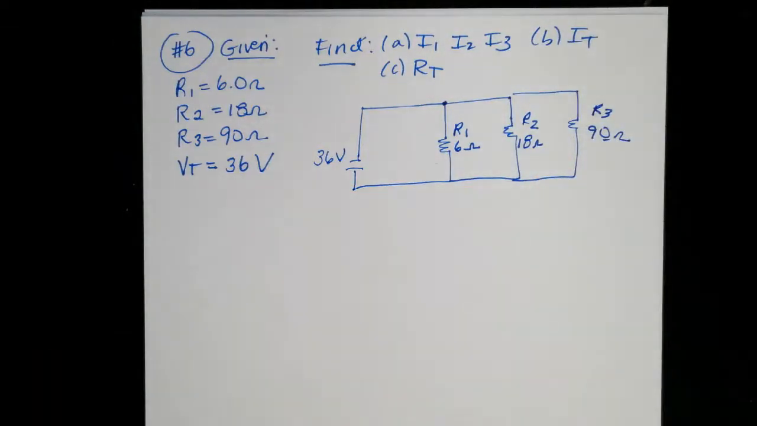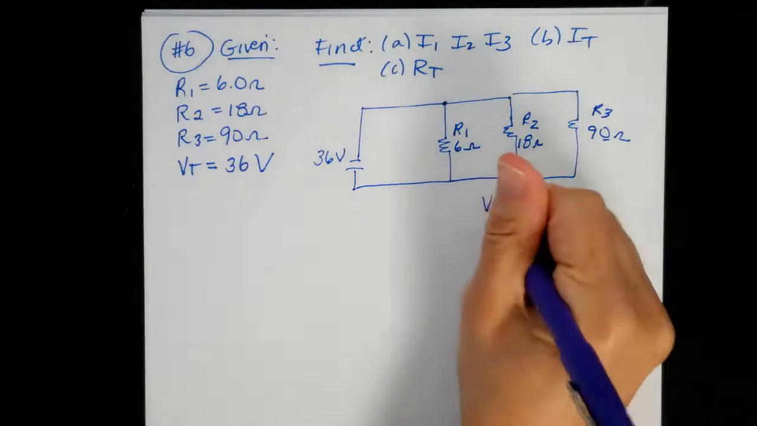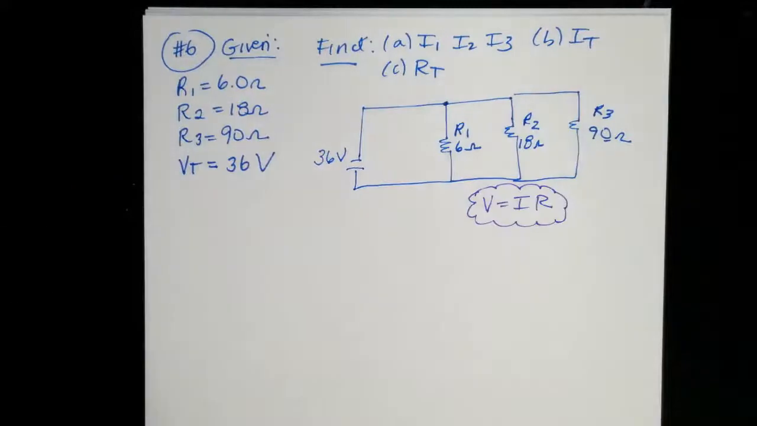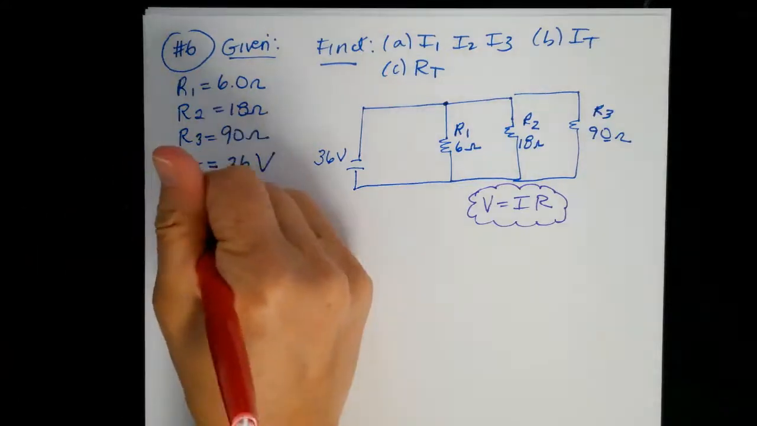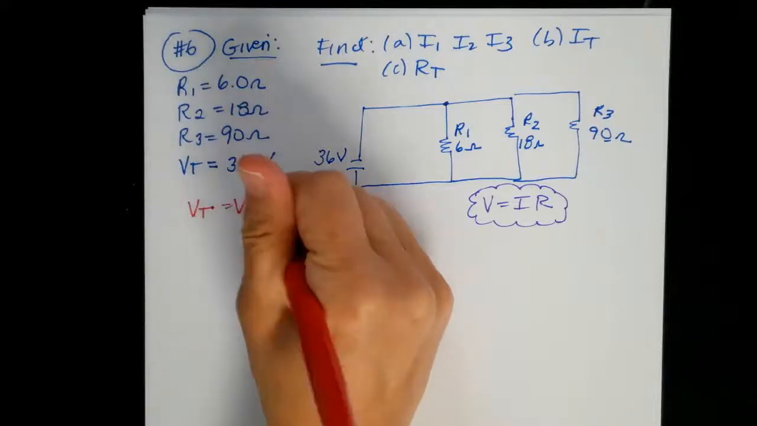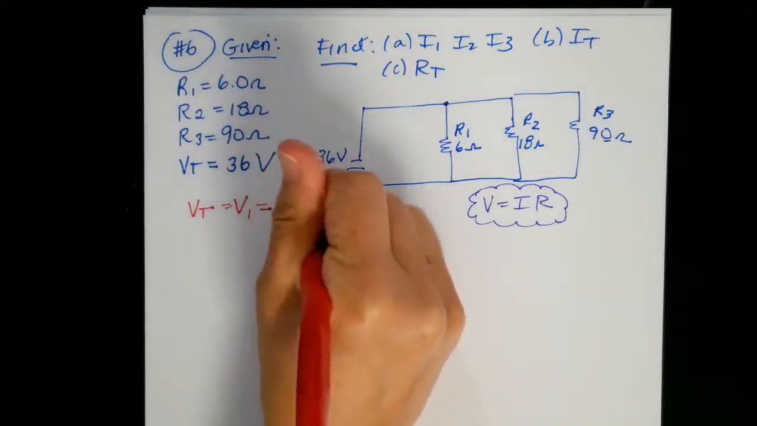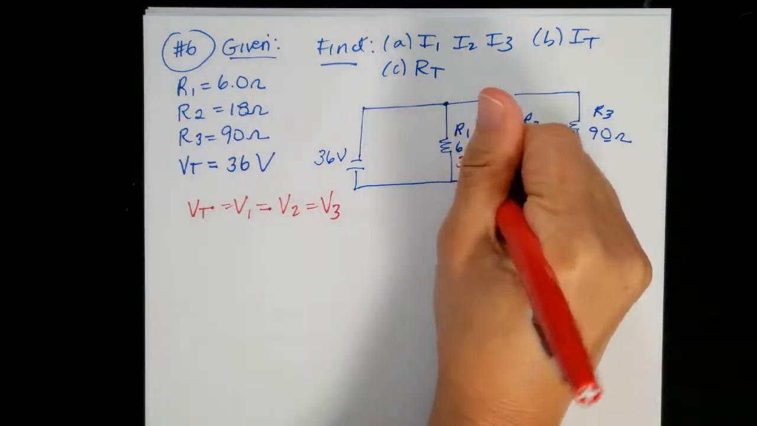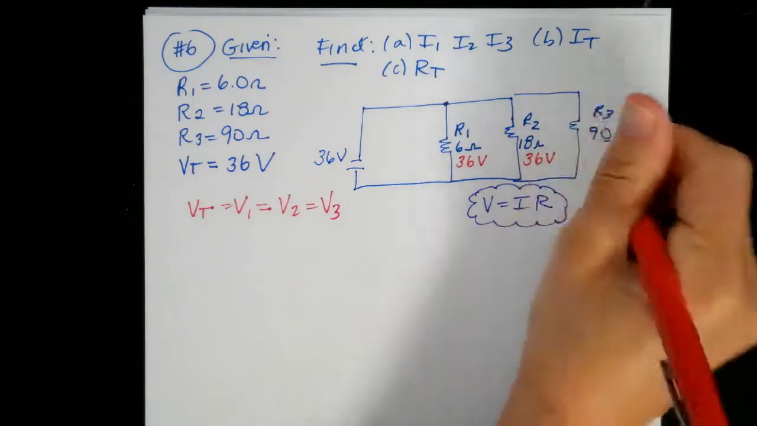Remember, whenever I do problems here, I'm going to be using Ohm's law, V is equal to IR. And I'm either going to apply Ohm's law for the entire circuit, or I'm going to apply Ohm's law for each little branch within the circuit. So one of the things I know is that in parallel the voltages are equal. So VT is equal to V1 is equal to V2 is equal to V3. So what does that mean? That means this is 36 volts, this is 36 volts, and this is 36 volts.